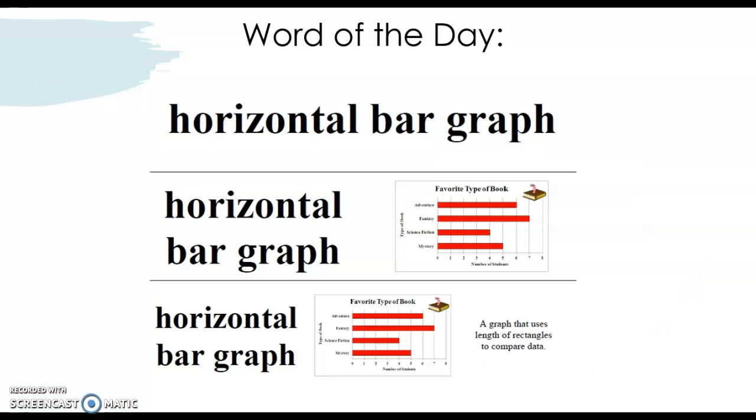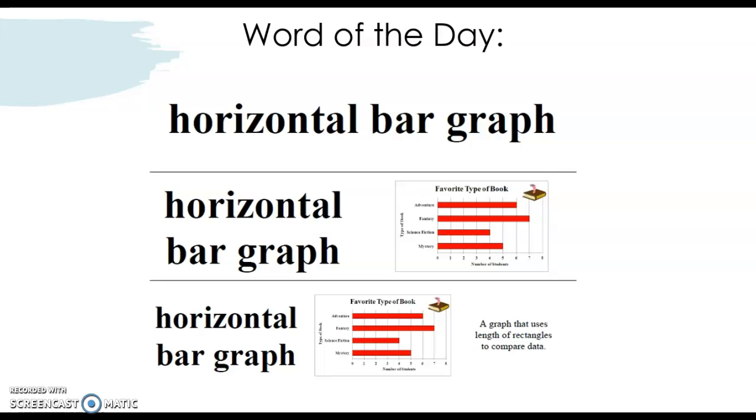The word of the day is horizontal bar graph. A horizontal bar graph is a graph that uses the length of rectangles to compare data. So in this bar graph, it shows a favorite type of book. We have adventure, fantasy, science fiction, and mystery. The fantasy bar, which is the second bar from the top, is the longest. It goes the farthest out.